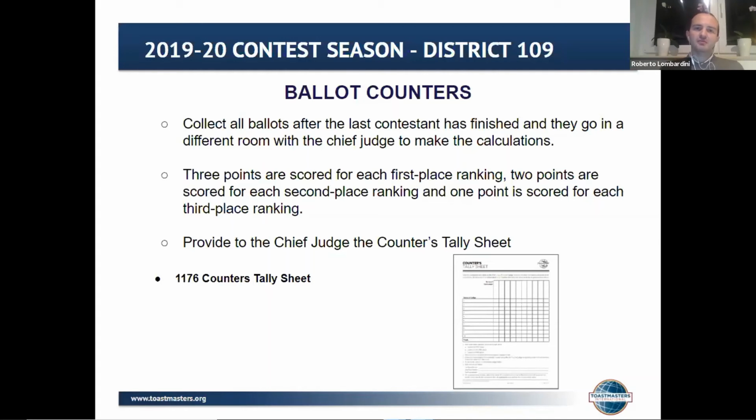They have to remember to score 3 points for the first place ranking, 2 points for the second place ranking, and 1 point for the third place ranking. Please be aware, with the chief judge, that all the ballots from the judges should be signed, otherwise they are not valid. So remind the judges to sign. And this is the tally sheet that they should fill in with the chief judge. You are followed by the chief judge, so don't be afraid to take this role. It's also very nice to see how people vote.